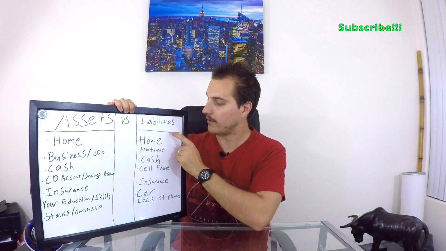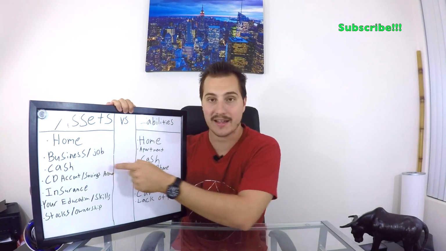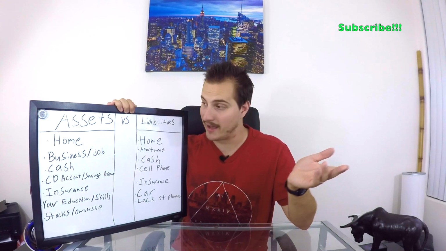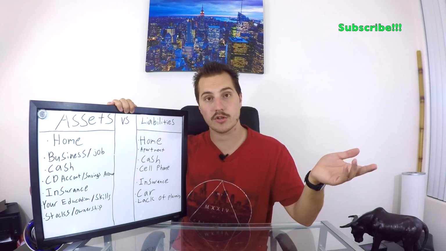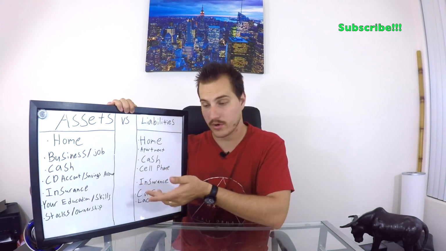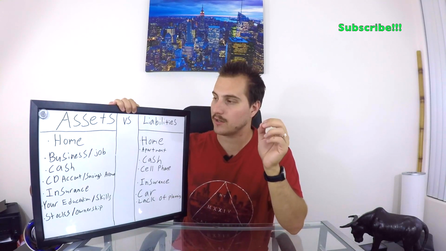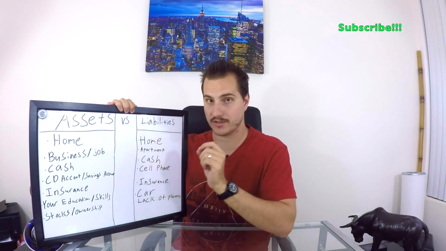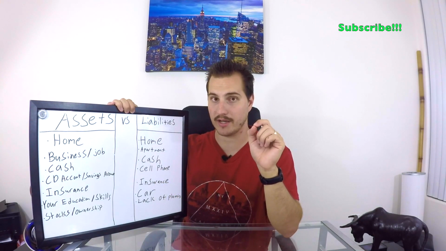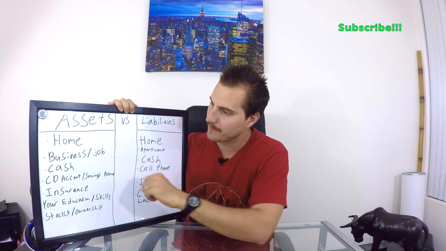So that's why I put it under the liabilities as well as under the assets, because obviously cash is nice to have and it is an asset because you can turn that into other assets or you can turn it into liabilities. So cash really deserves to be on both sides the same way home does. And I wanted to explain that to you guys, why cash could be a liability.